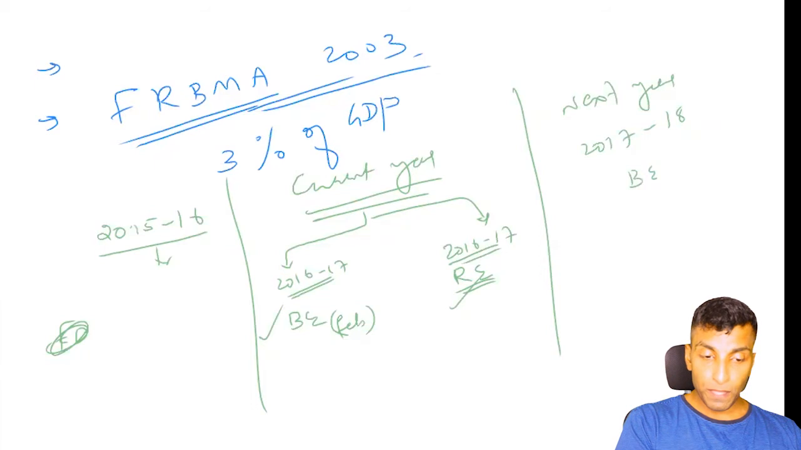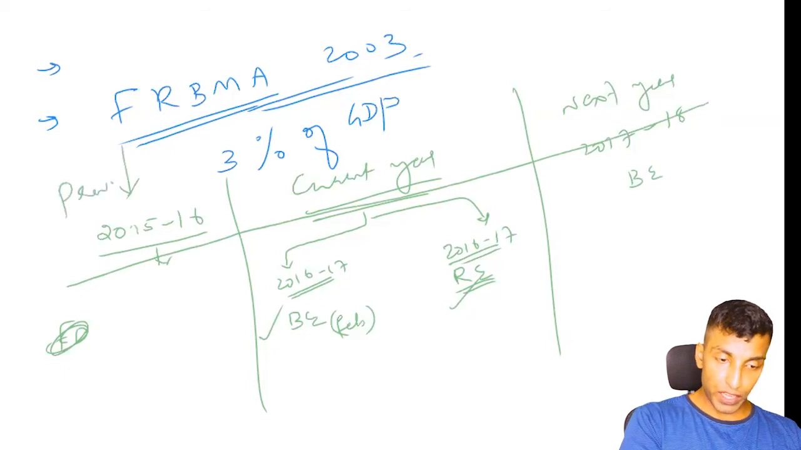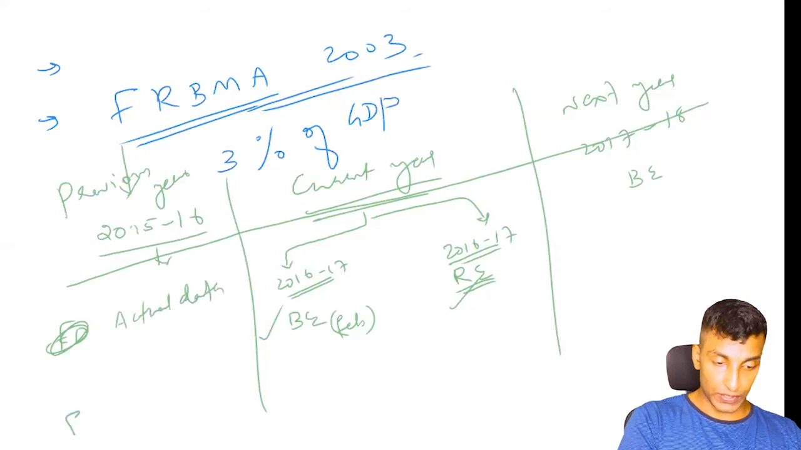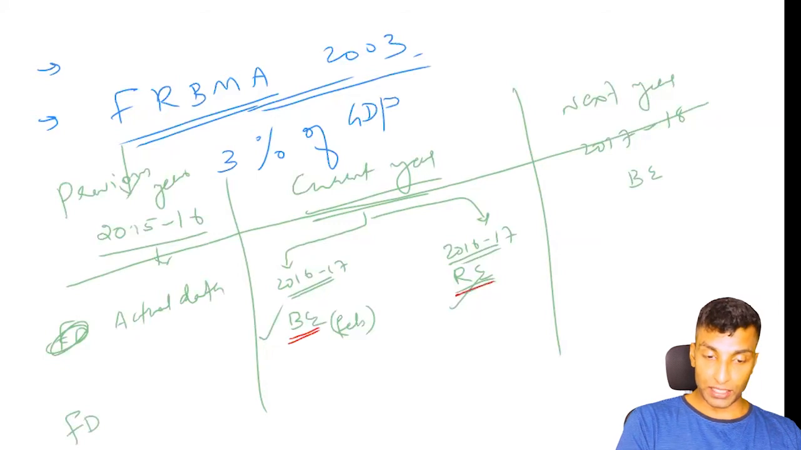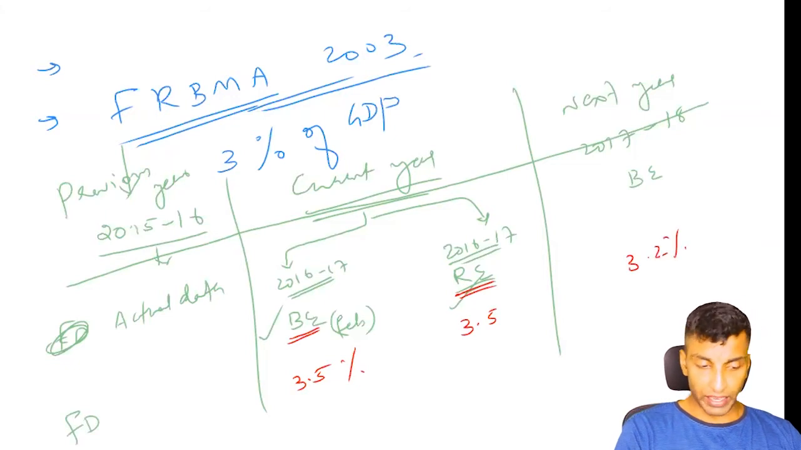So you can see here three columns. This is the previous year, where you will get the actual data. Whatever it is, the fiscal deficit actual data will be available. Here you have two, budget estimate and then revised estimate. Let's say this is 3.5, actual value only, and revised also was 3.5, and the estimate for next year was 3.2%.